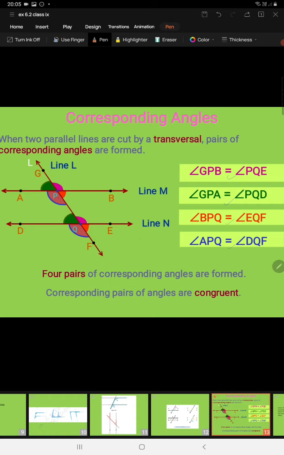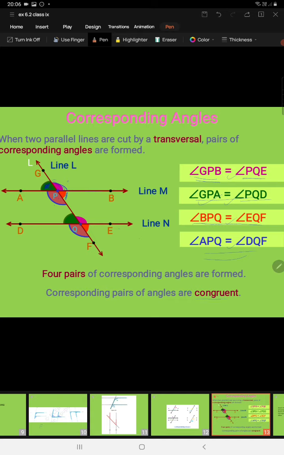See here, the pink angles, that is angle GPB, will be corresponding to angle PQE. Both angles will be equal. The pair of these corresponding angles are equal. And this green angle, GPA, will be equal to angle PQD. Similarly, the red angles, angle BPQ and angle EQF, are equal. And the blue angles APQ and DQF are equal. So 4 pairs of corresponding angles are equal.